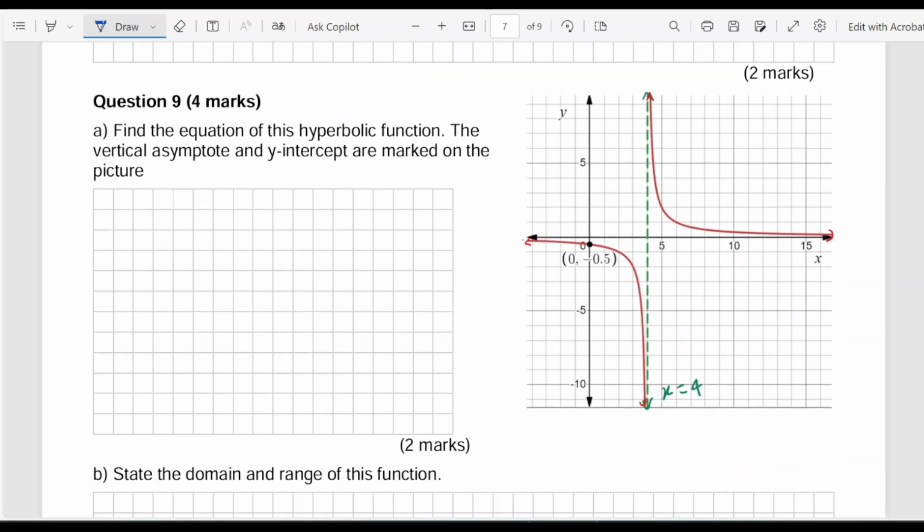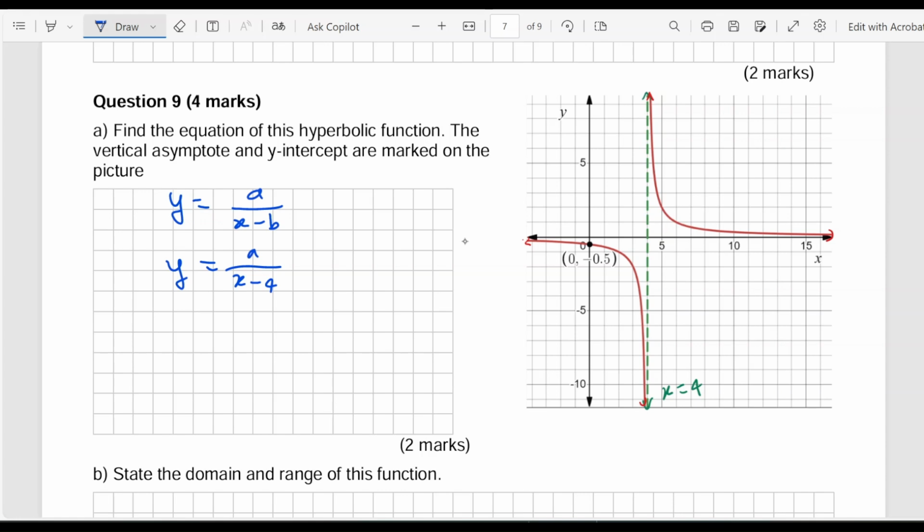Find the equation of the hyperbolic function. So we know all hyperbolic functions look like a over x take b. The asymptote is just the b value. So this is going to be x take 4. And then we need to use the y-intercept.